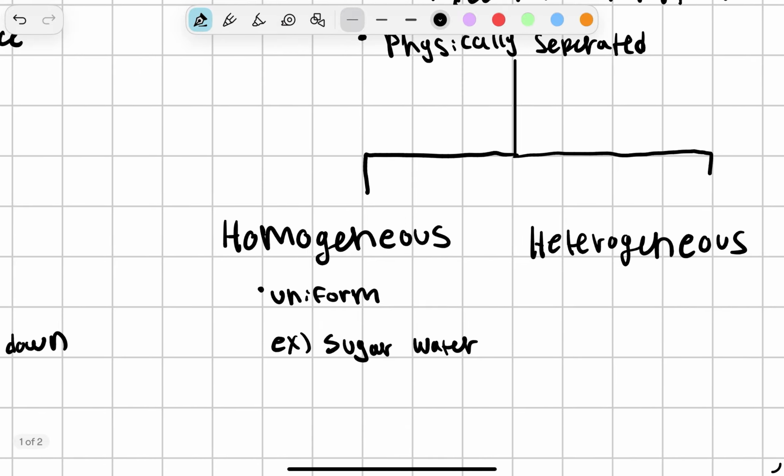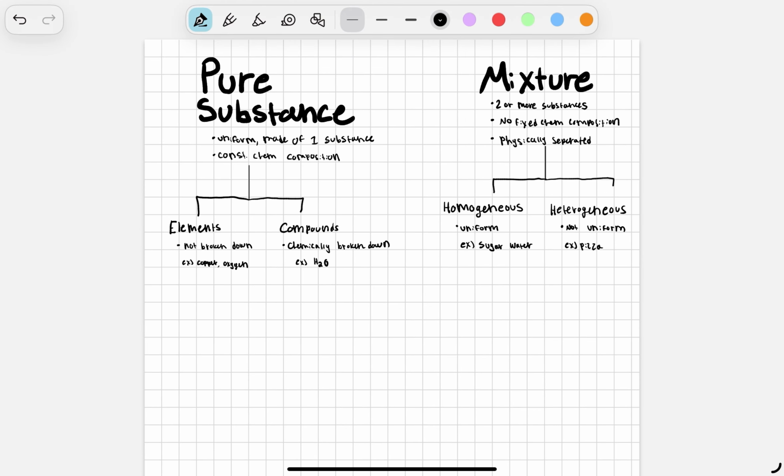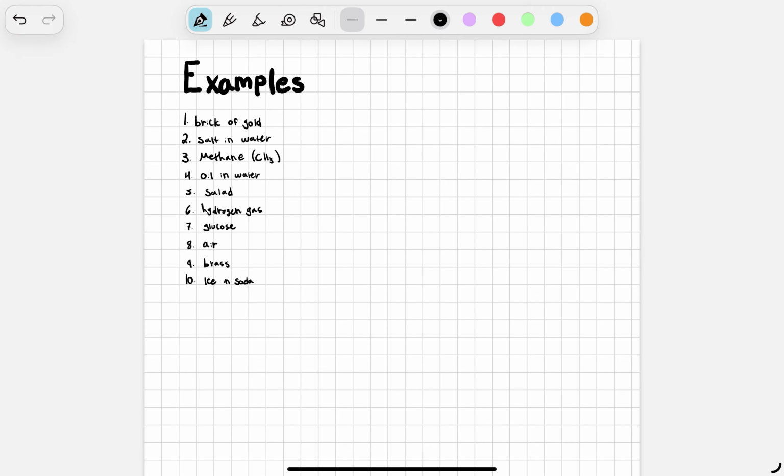like one substance. A heterogeneous mixture, on the other hand, is not uniform. You can usually see the different layers that can be physically separated, like a pizza, for example. You can physically see that there is pepperoni versus cheese, and you can separate the sauce from the dough. This is a quick overview of pure substances versus mixtures. Let's jump into some examples.